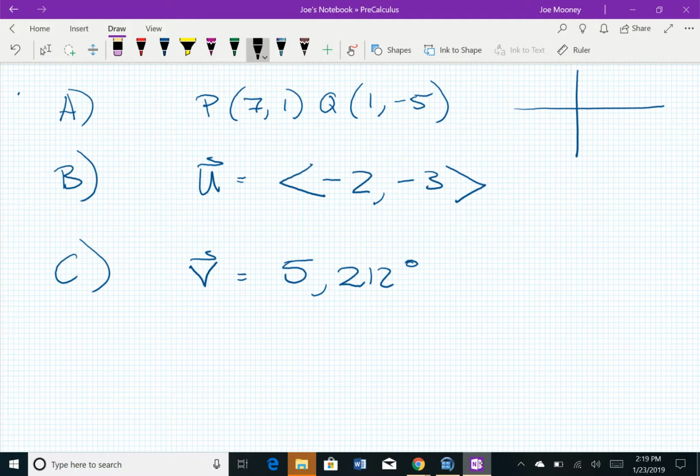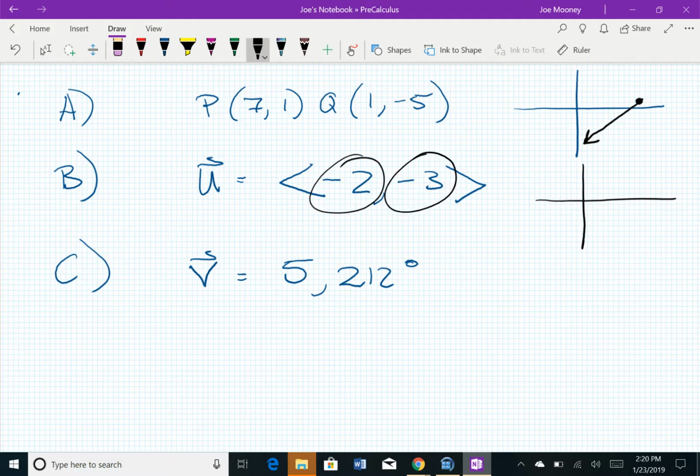So we had 7, 1, and we ended up at 1, -5, not to scale, but the start and the end. So the starting point has a solid dot, the ending point would have an arrowhead on it. Looks good to me. This vector, starting from the origin, moves left 2, down 3. So we're going to go left 2, down 3. So it looks like that.